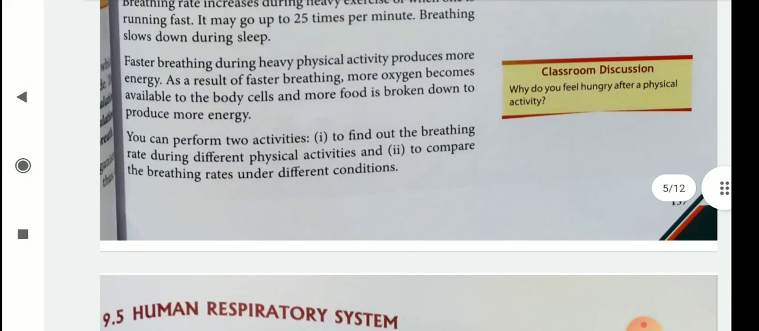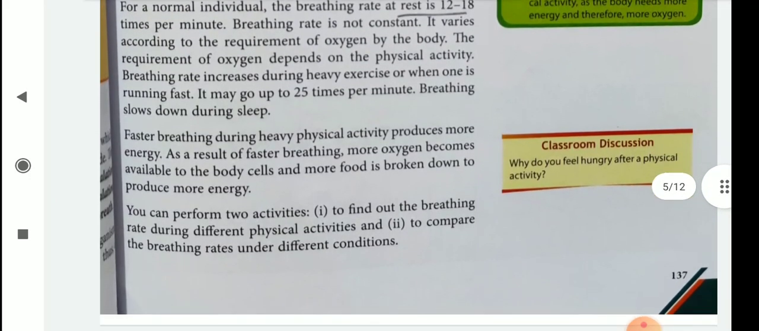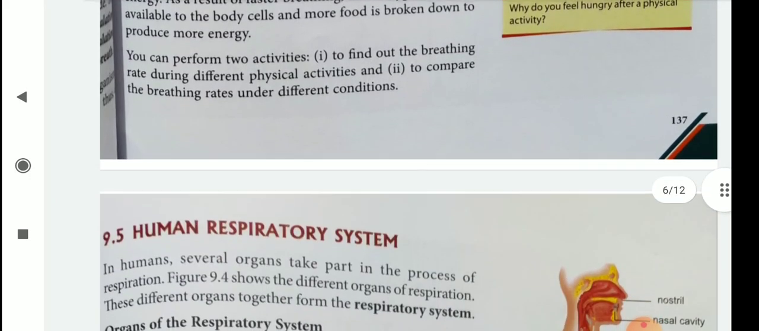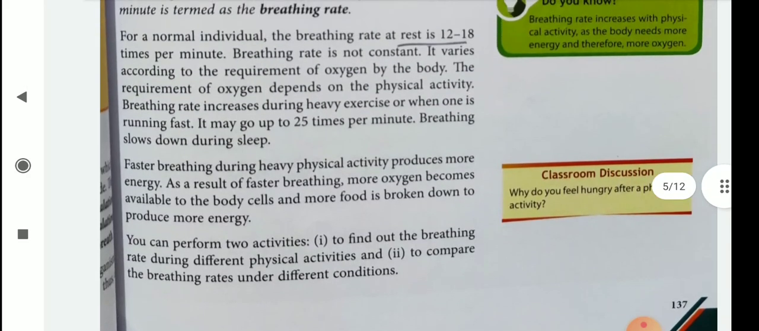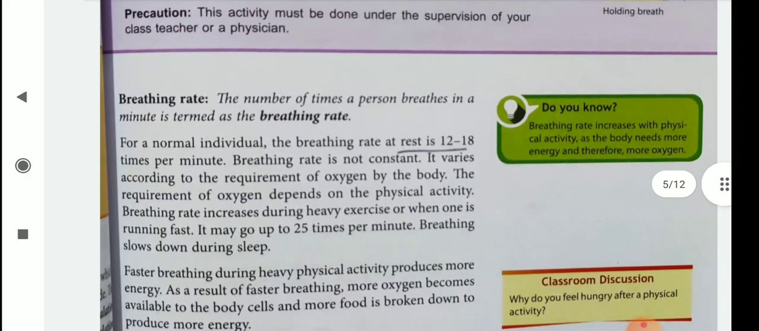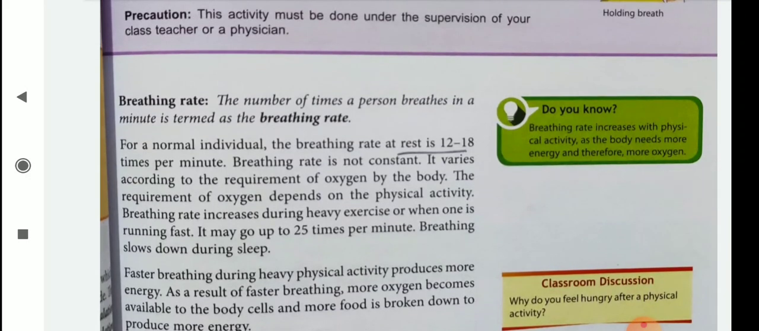So children, after this you read. In the next video we will discuss the human respiratory system. Okay. You read properly what is breathing, what is cellular respiration, what is inhalation, what is exhalation, and the equations of aerobic respiration and anaerobic respiration. Okay. And their difference.